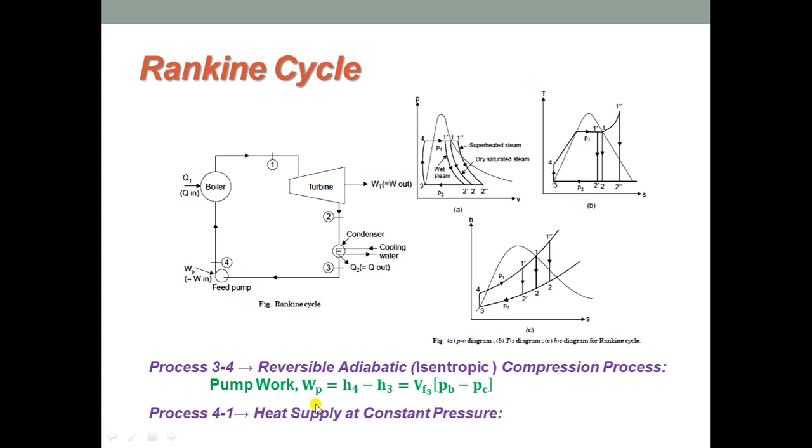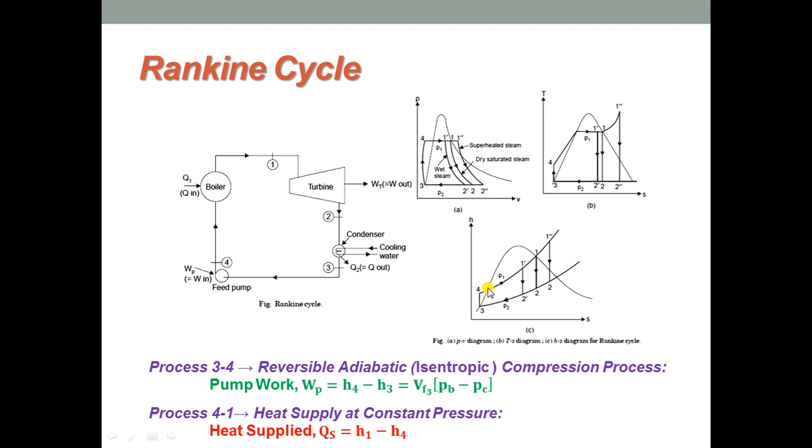And the last process is heat supply at constant pressure. So, heat supply is carried out using a boiler. A sensible heating of water from 4 to 5 may take place. You can observe in your HS diagram. So, this is 4 and this point is the intersecting point of this P1 pressure line and the saturated liquid line, which is 5. So, a sensible heating of water may take place. Sensible heating means the amount of heat which is supplied to any working substance, so increase in temperature takes place, but phase change does not take place.